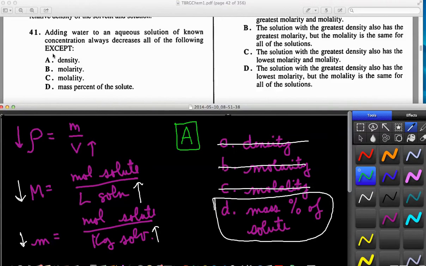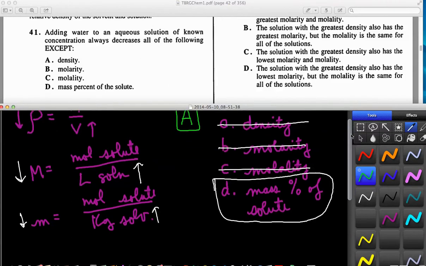Usually on the MCAT you don't get such a vaguely stated question. Let's go ahead and move on to number 42.